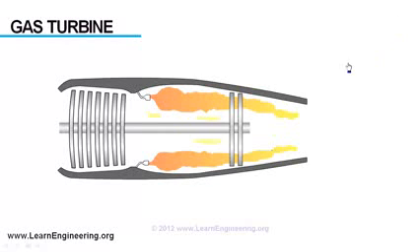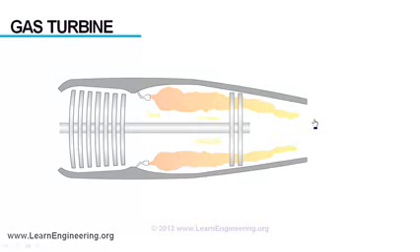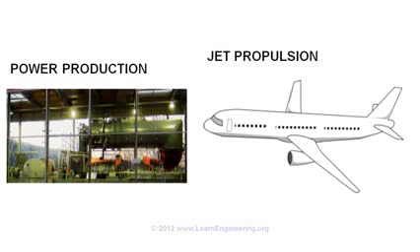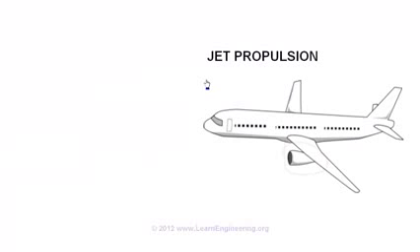In today's video lecture, we will understand the working principles behind a gas turbine engine. Gas turbines are used mainly for two purposes. First, for power production. Second, for generating thrust force in an aircraft. Even though the functions are different, the working principle behind each case is the same. Let us understand how a gas turbine engine is used for generating thrust force in an aircraft.